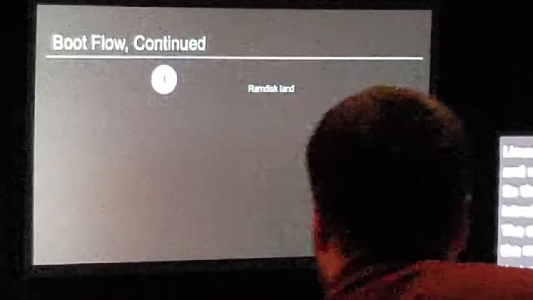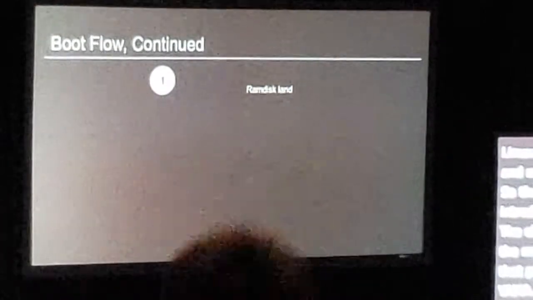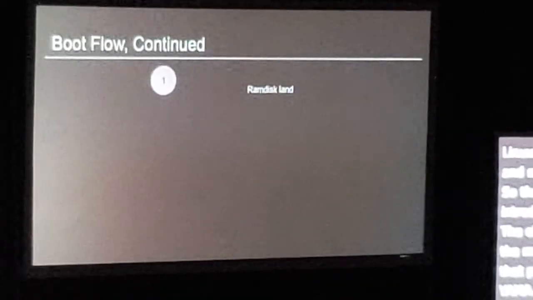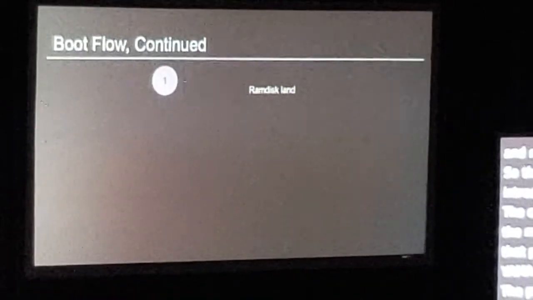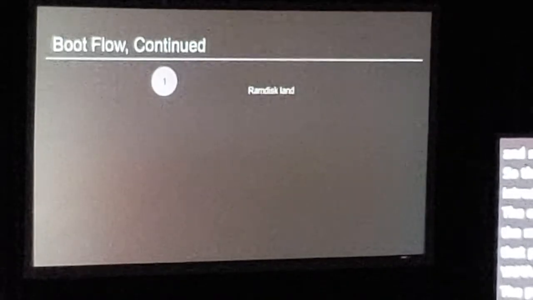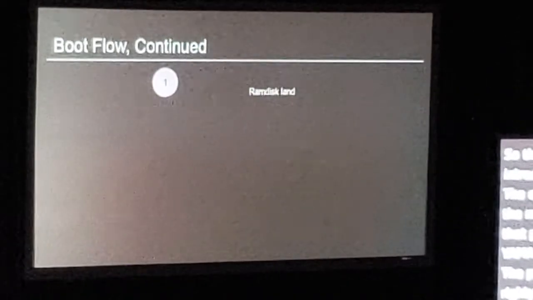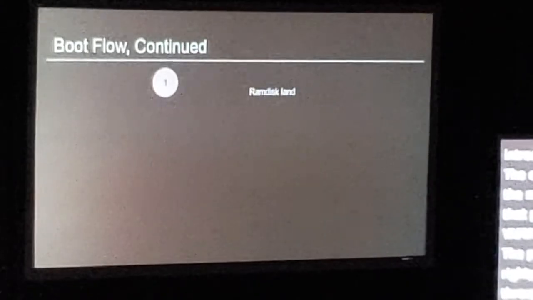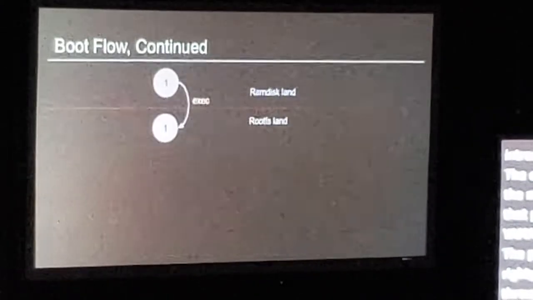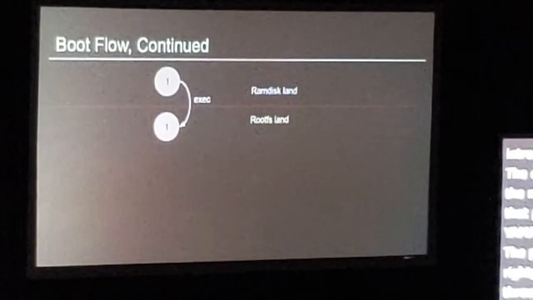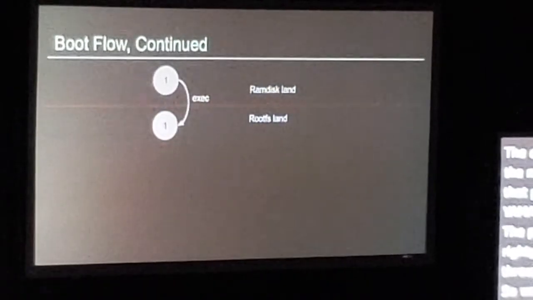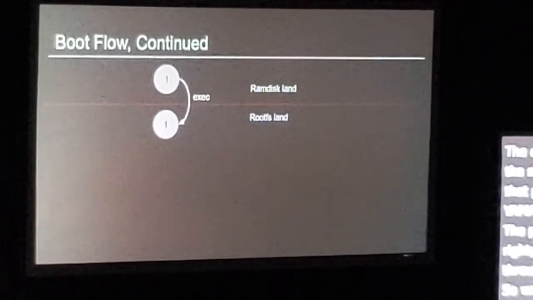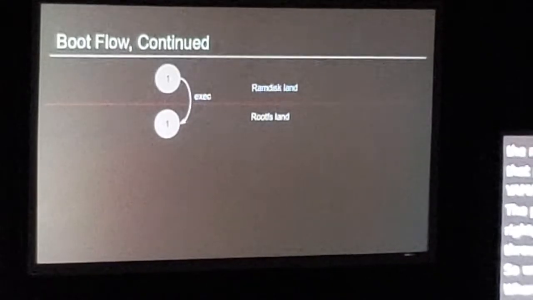So let's go through this in a flowchart sort of way. The RAM disk is actually the original PID 1. That's where init starts from. Then it finds your file system, draws some pretty stuff on screen, like making sure you have the right fonts, whatever.